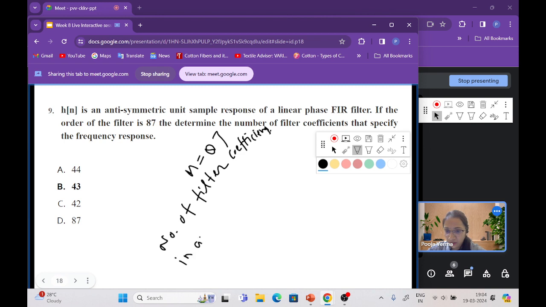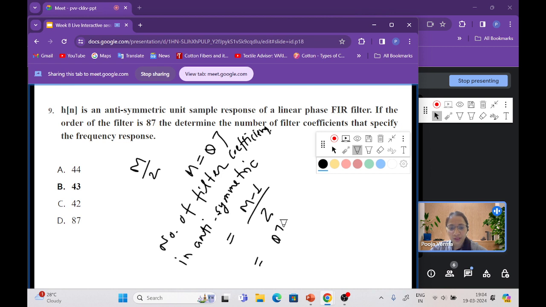The formula, you know, is m minus 1 divided by 2. Here m is given, that is odd, then it is m minus 1 divided by 2. If m is even, then m by 2, right? 87 minus 1 divided by 2, that is 86 divided by 2, so we will get 43. Okay, so the correct option is option B.